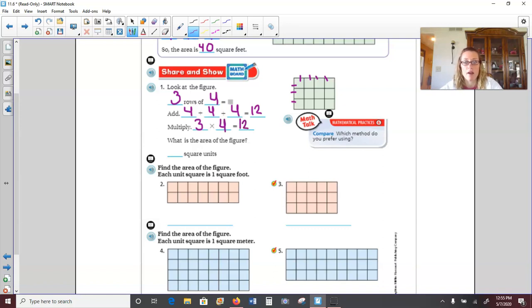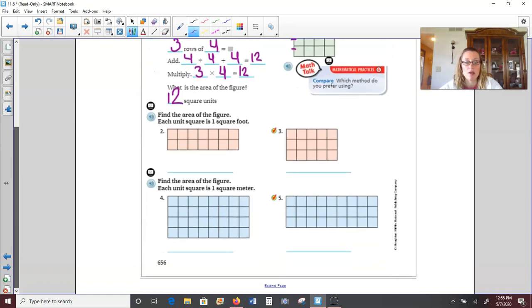So what is the area of the figure? 12. 12 square units. All right, down to our pink rectangles here, finding the area, and each unit is a square foot. We'll need to know that in order to put a label on our answer.